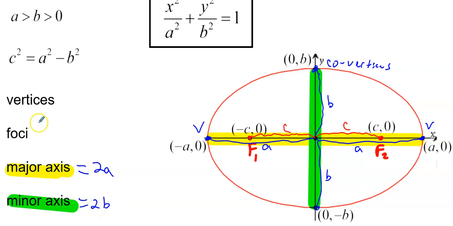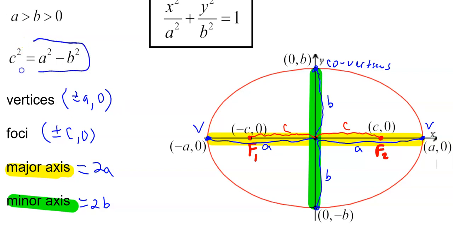The focus points are already labeled there. They're plus or minus c, 0. And the vertices are already labeled there, plus or minus a, 0. Those are two different points, but I just kind of shortcutted it. This formula is always true for an ellipse. Be careful when we get to hyperbolas, that'll be a slightly different formula.